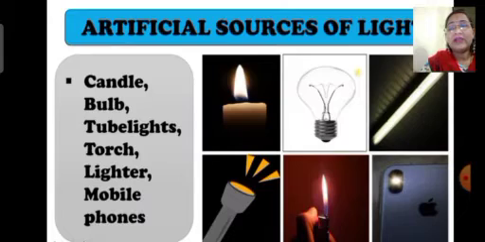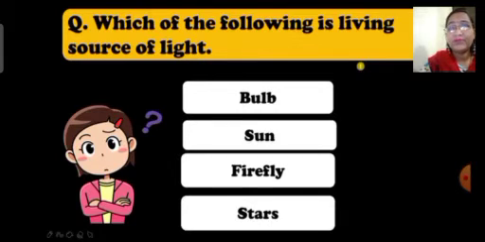Now, you have to answer my one question. Which of the following is the living source of light? The options given to you are bulb, sun, firefly and stars. See children, sun, fireflies and stars are natural sources of light, but out of this, the firefly is the living source of light, and the bulb, as we know, is an artificial source of light.